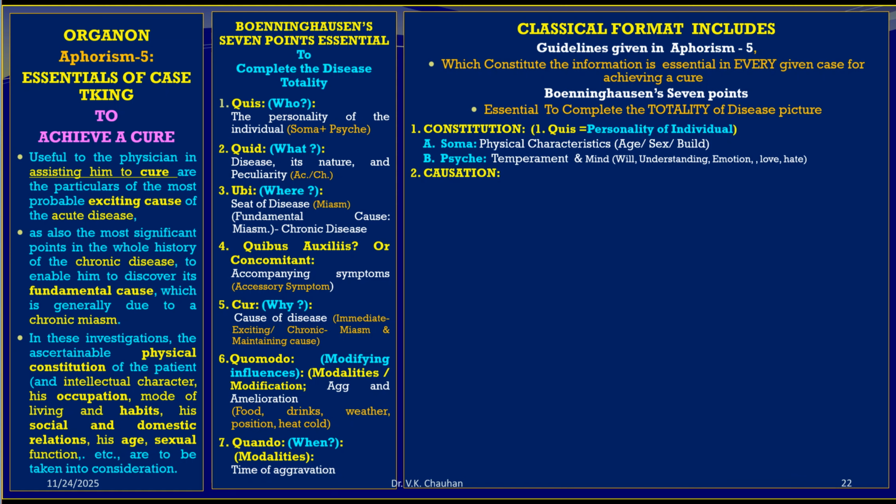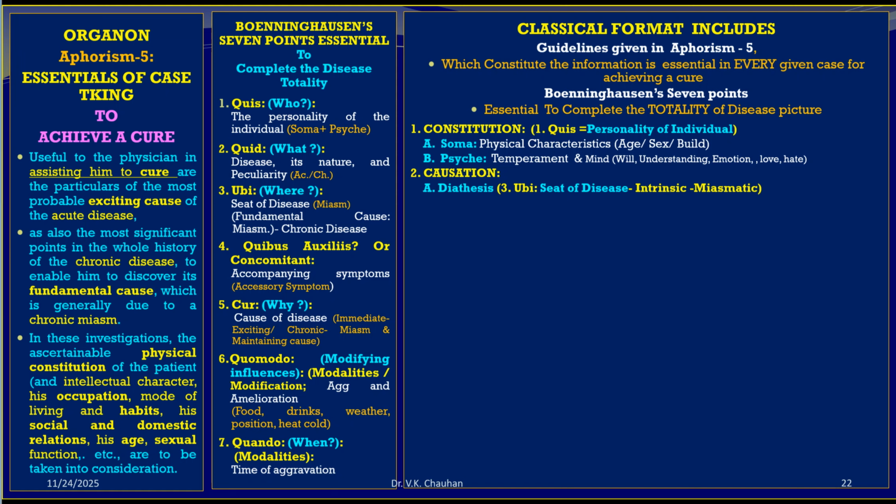And then the second heading will be causation. In causation, we have diathesis. Diathesis means indisposition, an inherent indisposition to develop certain diseases. There are certain familial diseases. So, ubi, seat of the disease. Intrinsic, they are miasmatic. Diathesis is miasmatic, more or less.